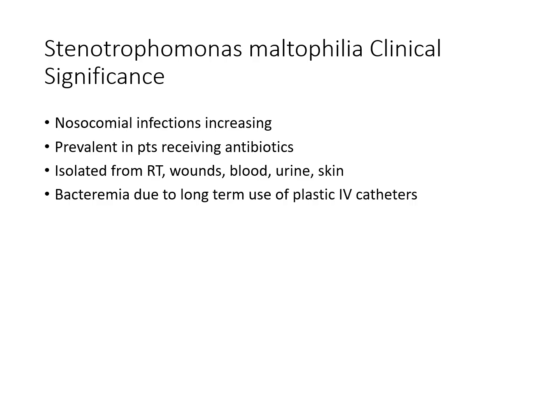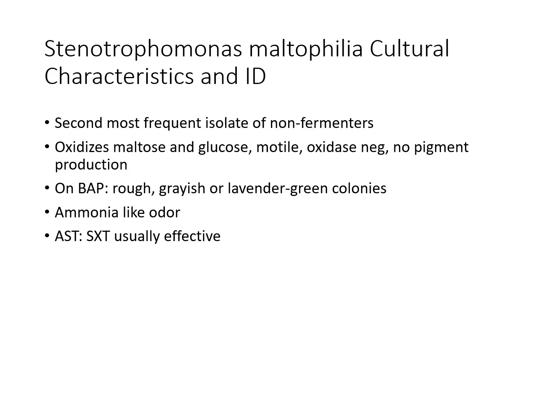This is commonly seen in patients receiving antibiotics, and it is frequently isolated from respiratory tract, wound, blood, urine, and skin cultures. Bacteremia is associated with long-term use of plastic IV catheters. This is the second most frequent isolate among non-fermenters. For biochemical characteristics, it oxidizes maltose and glucose. It is motile and oxidase negative. It also does not produce any pigment.